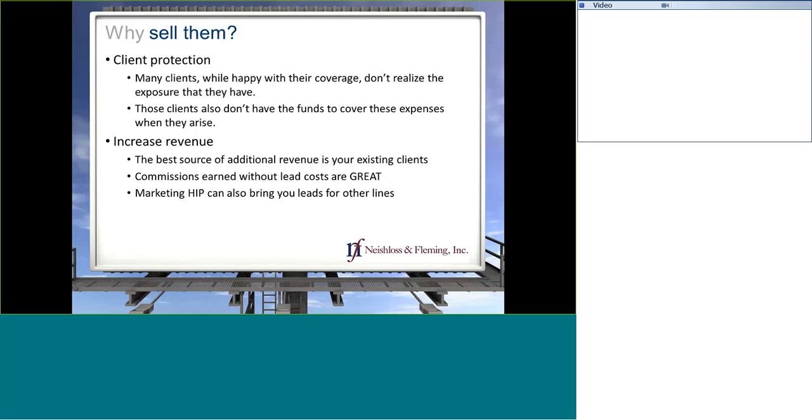So additionally, some agents are marketing hospital indemnity plans to bring in leads for other lines of business. And so it works both ways. You can use hospital indemnity plans to generate additional revenue off of your existing clients, or market hospital indemnity plans to gain leads for major medical or Medicare Advantage, or ultimately work those consumers for things like life insurance or annuity products. So hospital indemnity plans in terms of increased revenue work from both a proactive and reactive position in terms of generating revenue from consumers.